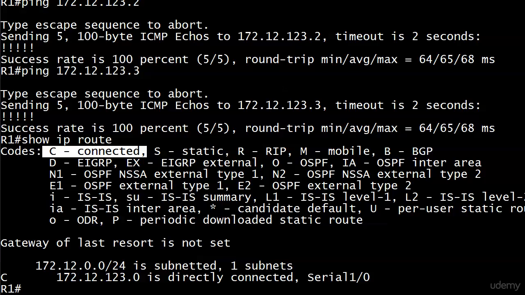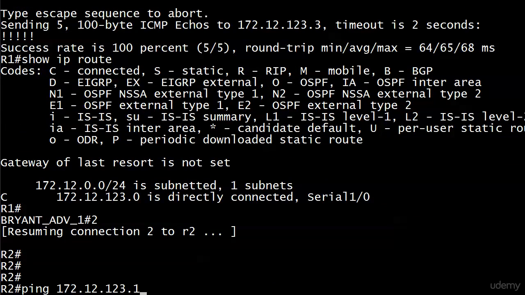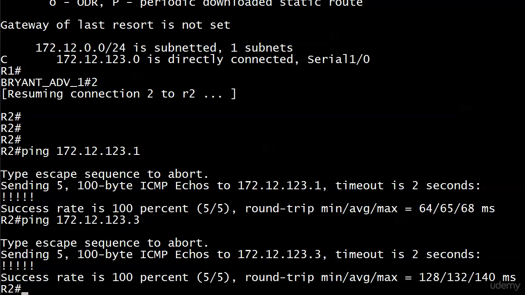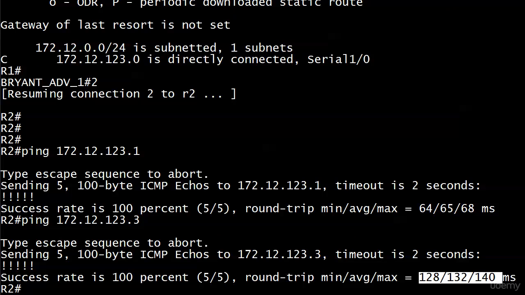Now, let's go ahead and go over to 2, and I'm quite sure that we can ping 172.12.123.1 from there. We can, and let's do 3 from there, and we can. But did you notice that those exclamation points didn't come back quite as fast? If you did, I'm really impressed. But let's look at these round trip times. We usually don't look at this a lot with pings unless we're doing some really advanced troubleshooting. But notice here, minimum, average, and max. And it took about 65 milliseconds to get the job done with that ping. This one took roughly twice as long.